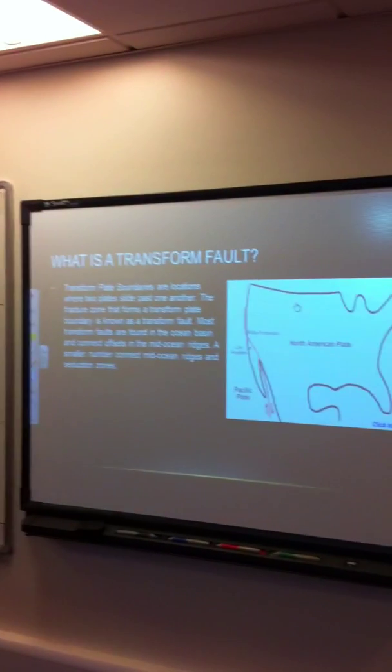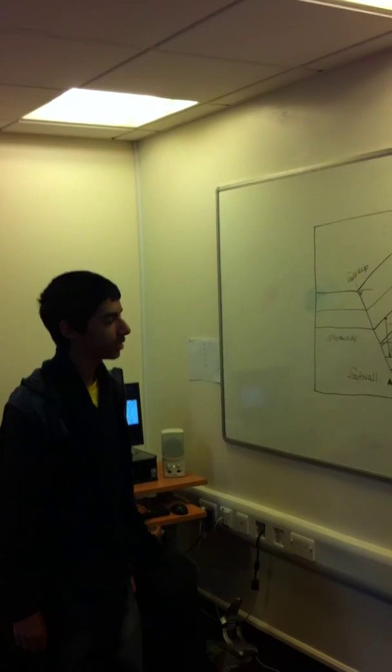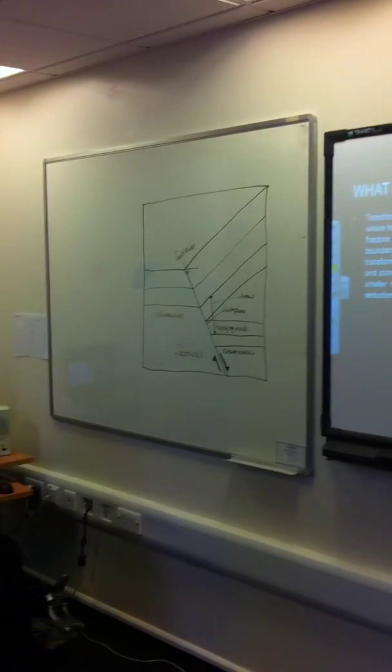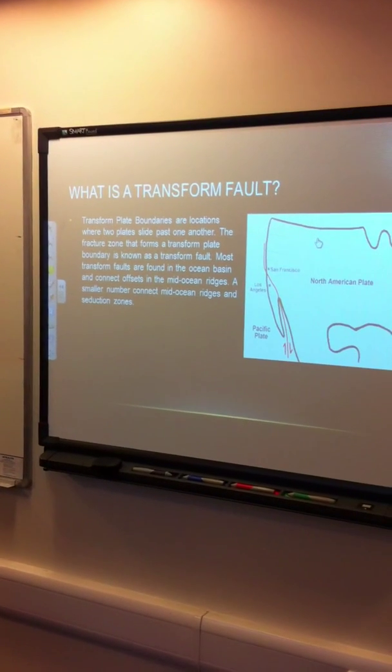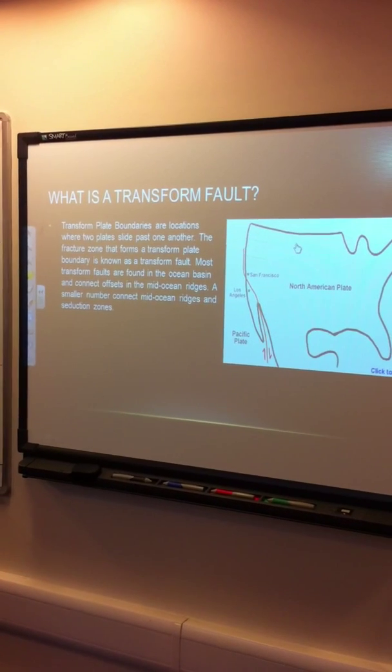Transform plate boundaries are locations where two plates slide past one another. The fracture zone that forms a transform plate boundary is known as a transform fault. Most transform faults are found in the ocean basin and connect offsets in the mid-ocean ridges.